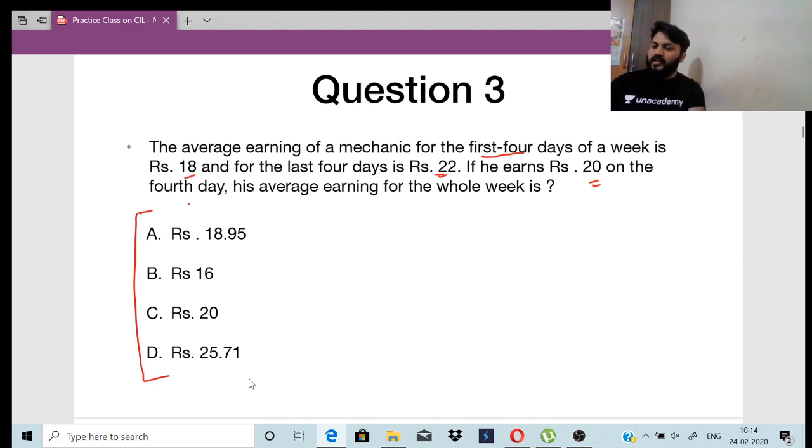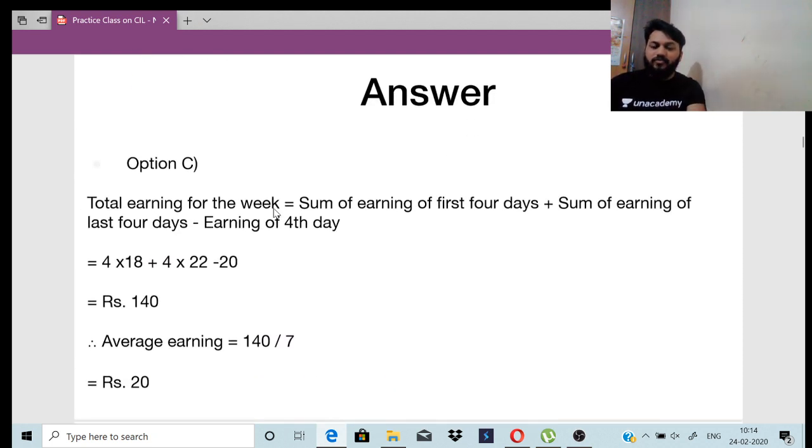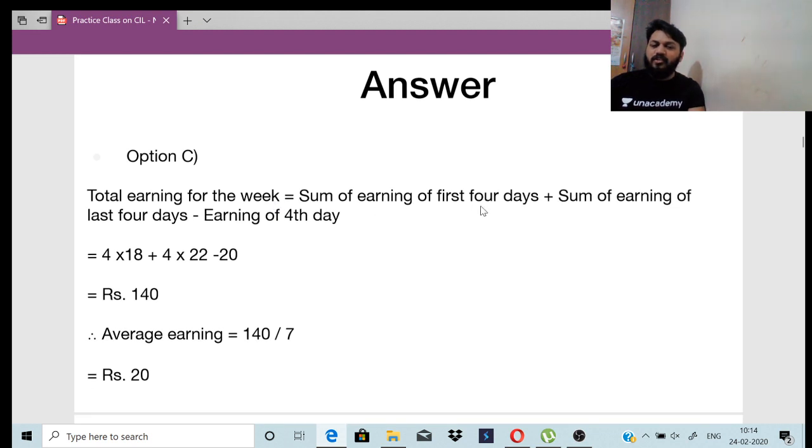Okay, everyone has given the answer, right? Yes, it is very easy, but people get tricked here, right? 4 and 4, people get tricked there. Total earning for the week is equal to the sum of earning of the first 4 days plus the sum of earning of the last 4 days minus the earning of the fourth day. That's it, right?